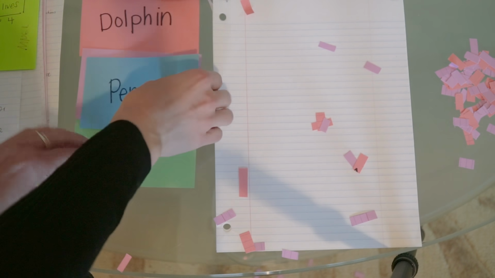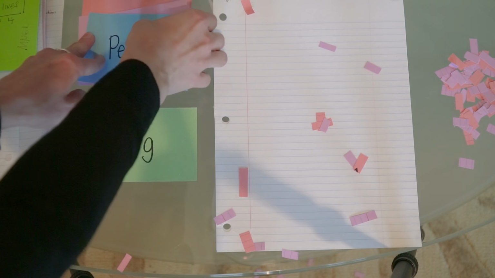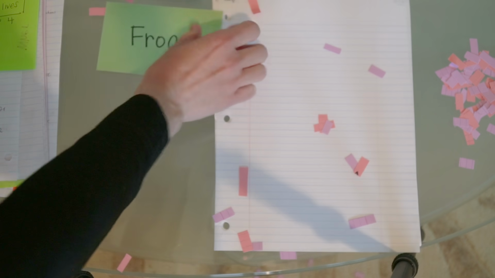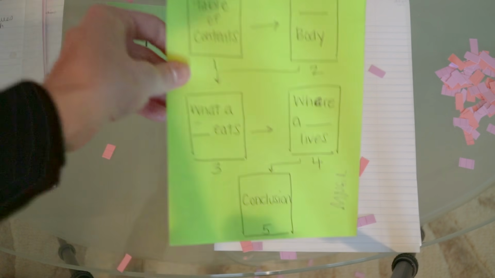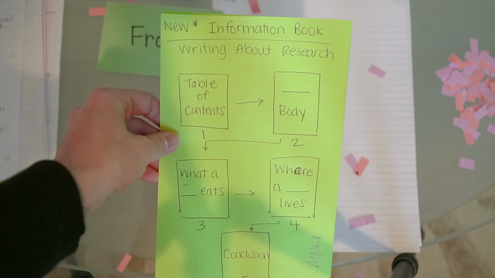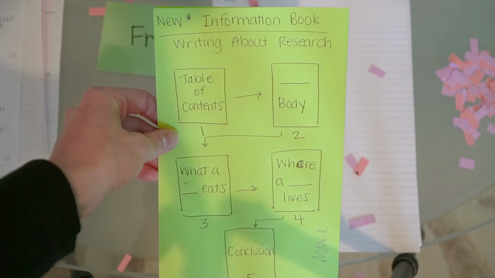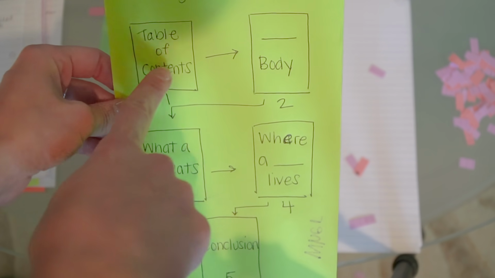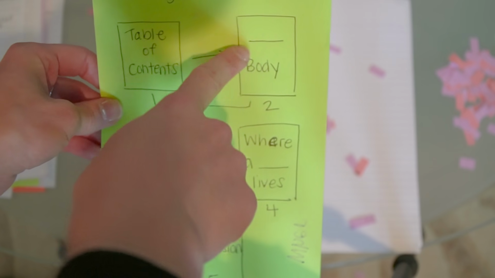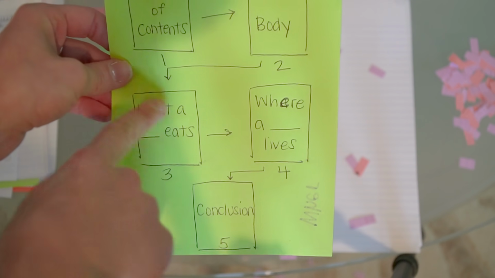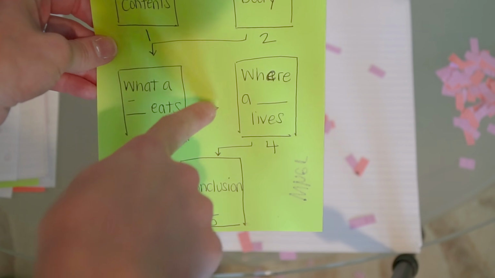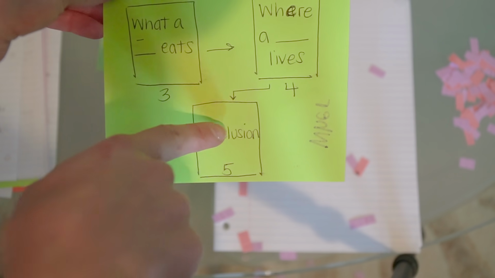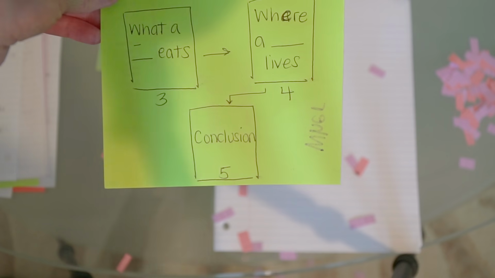Okay, so our setup for our notebook is going to look something like this. Okay, we're going to be writing about research again. The first page is going to be the table of contents. Second page is going to be about your animal's body. Third page is going to be about what your animal eats. Fourth page is going to be about where your animal lives. And the last page is going to be your conclusion.